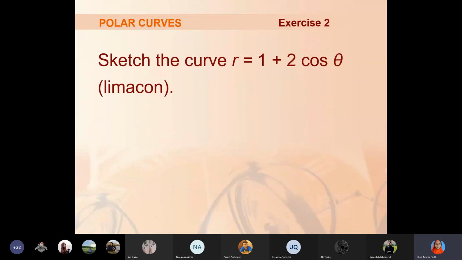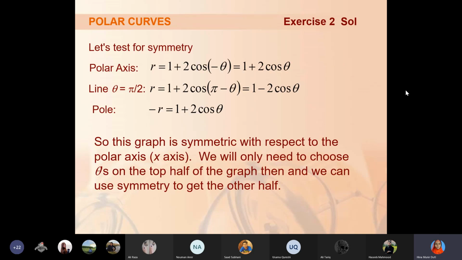So now we will do exercise 2. The curve r is equal to 1 plus 2 cos theta. And again we will test for the symmetry on the polar axis. For the polar axis we will replace theta by minus theta, and if the equation remains unchanged it means the curve is symmetric about the polar axis. So the equation is the same. So this curve is symmetric about the polar axis.